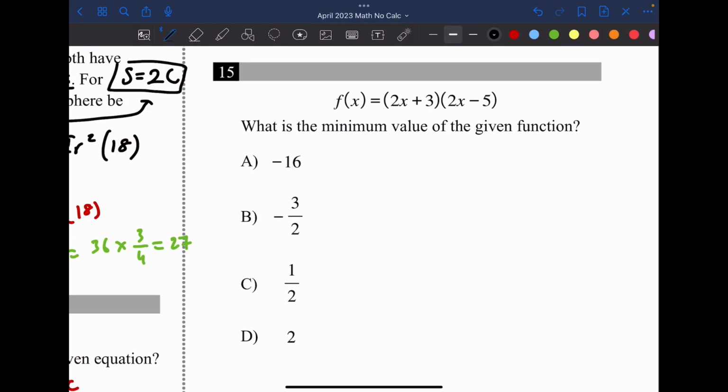Okay, question number 15. We have a function here. We have this. And then the question is, what is the minimum value of the given function?